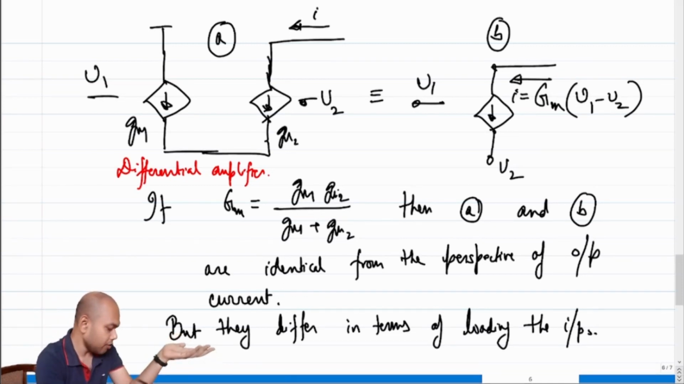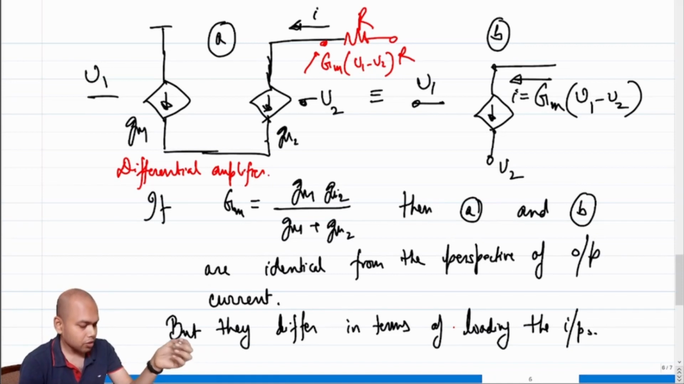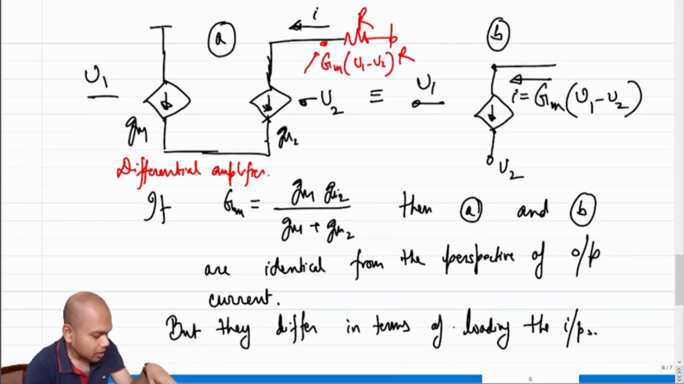How are we planning to amplify? We are planning to amplify by putting some resistance here. If we put some resistance here, then the voltage that we will get here will be GM times (V1 minus V2) times R. So the voltage across that R will be an amplified version of the difference of V1 and V2.